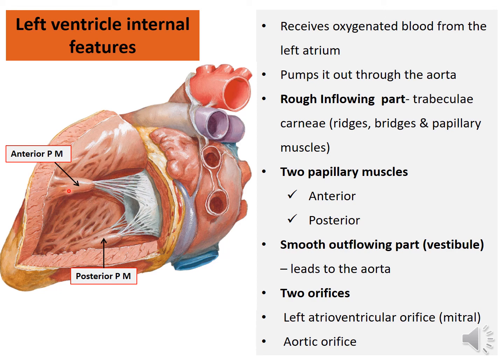So the rough inflowing part, similar to the right ventricle, presents trabeculae carneae, which consist of ridges, bridges, and papillary muscles. The papillary muscles, unlike the right ventricle, here you can see only two, anterior and posterior, and they are connected to the cusps of the mitral valve by the chordae tendineae. As you know, the left ventricle presents two orifices, the mitral orifice and the aortic orifice.